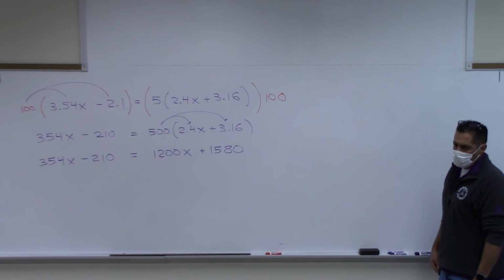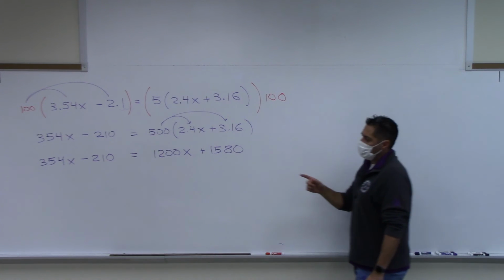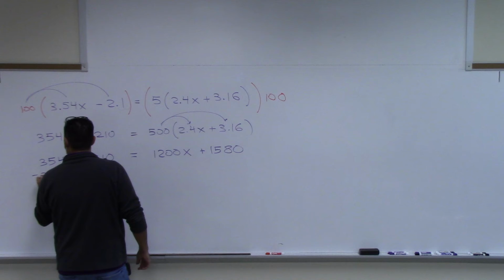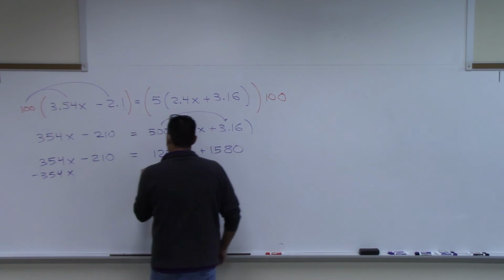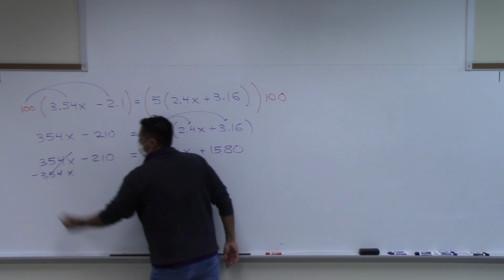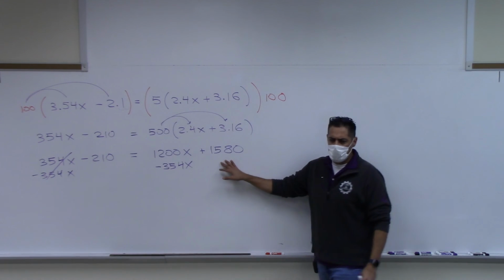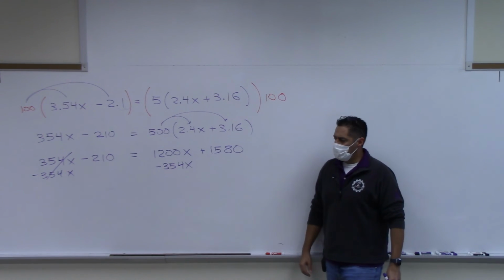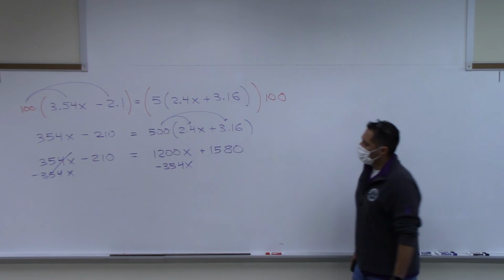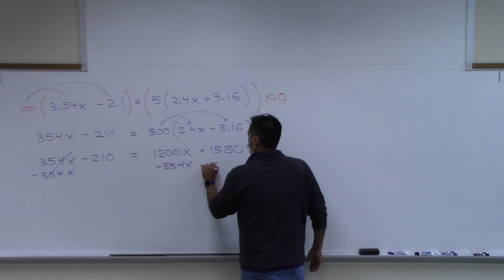I'd probably do 354 first, so I might subtract it. Subtract 354x on both sides. Okay, and then we'll do that here. And that'll go away here. Would you like to deal with the number now or do it next? I'm going to do it right now. Do it now? So what would you do? So then you would minus the 1580, good.